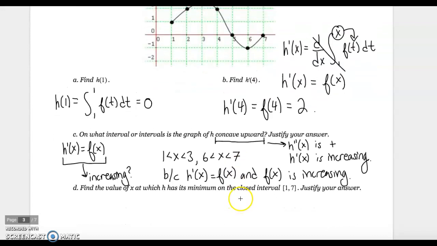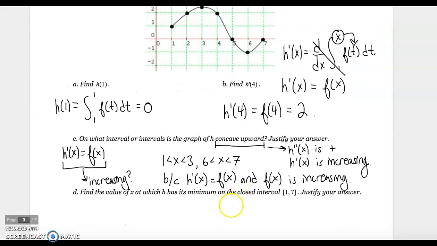Awesome. All right, let's go look at part D. Part D says find the value of x at which h has its minimum on the closed interval 1 to 7. And then we have to justify our answer. If we're looking for where h has its minimum, we would check any local mins and maxes first, and then we would also check our endpoints, right? Because it gives us a closed interval.